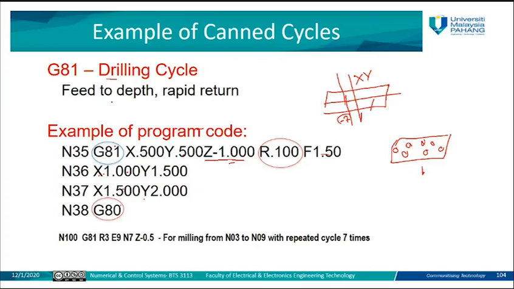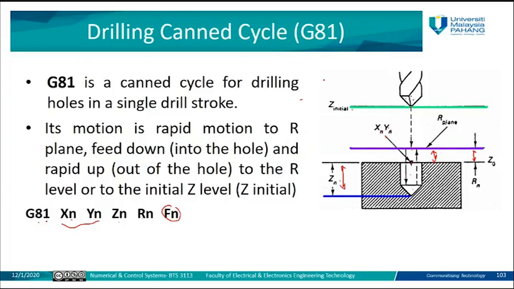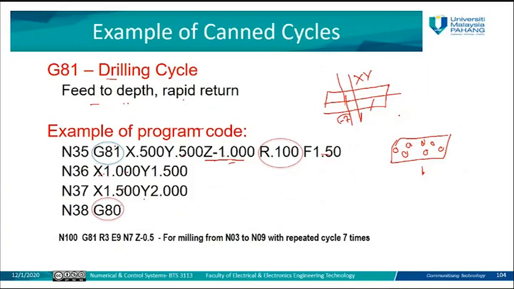It will feed to the depth that you define, which is -1, then rapidly return to the initial position of Z or to the R plane at this surface. Then when you want to stop, you go to N38 for G80, the end of this cycle, which cancels the drilling cycle.